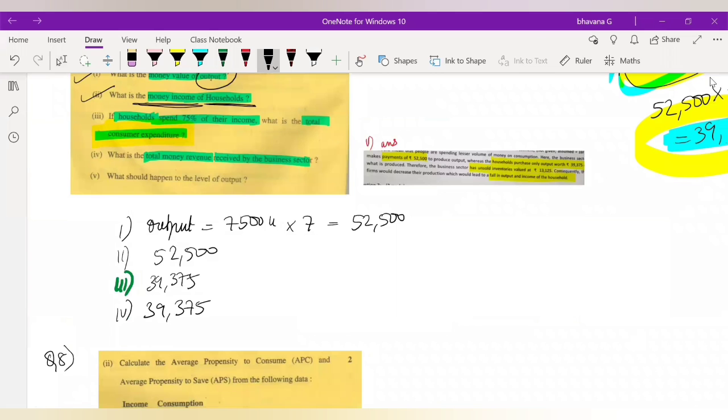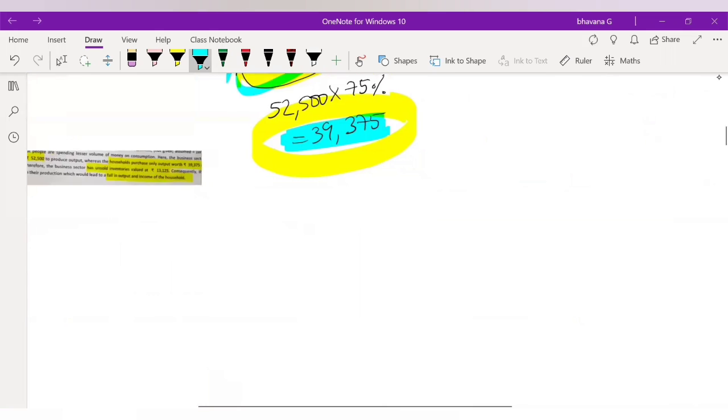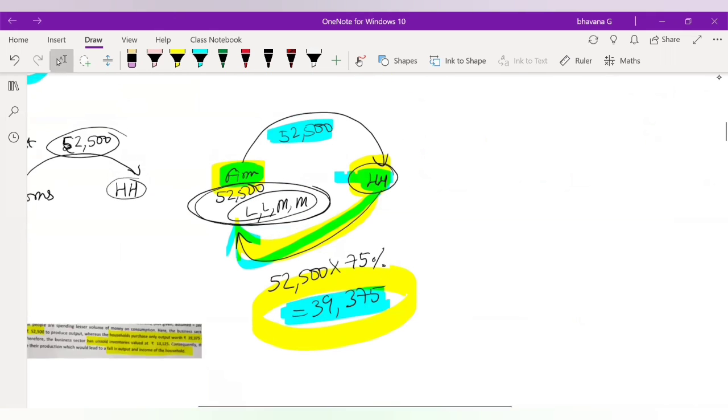So it is nothing but 39,375. The final question is, what should happen to the level of output? Here, first the firm produced goods worth 52,500 and gave it to households, but households only spent 75% of it and gave it back to the firm. So the firm, as revenue, only got 39,375 in the second round. Now they will only be able to produce goods worth 39,375.